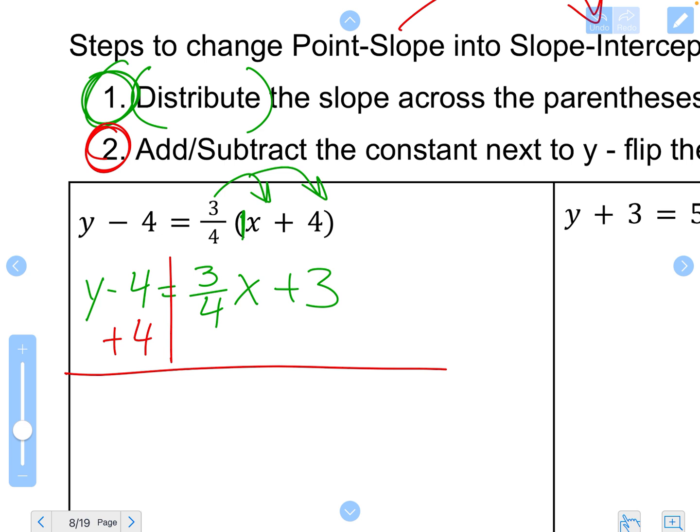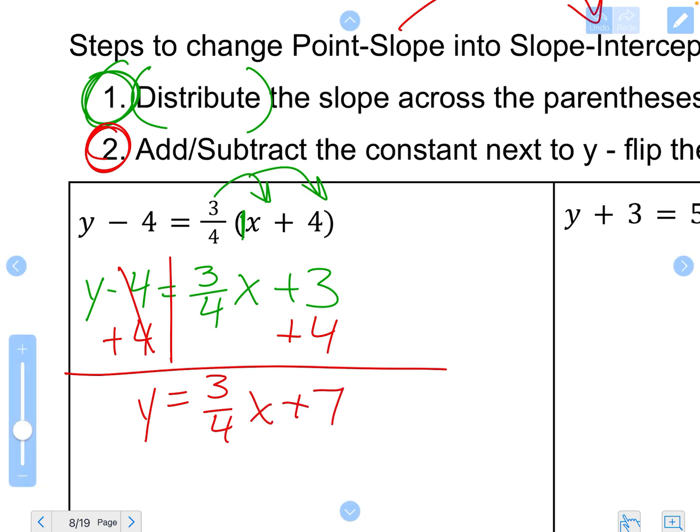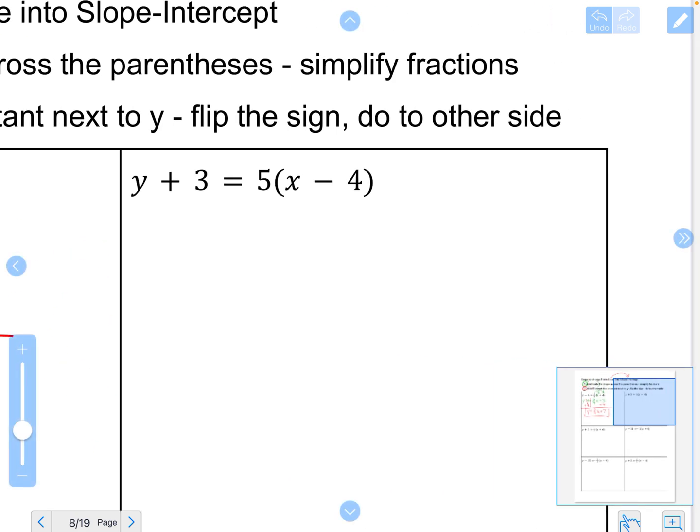It's a -4. I need to do the opposite. The 3/4 has an x next to it, so I cannot add it there. So I need to add it to its like term, which is the 3. So y equals 3/4 x plus 7. And so that's our equation, y equals mx plus b.